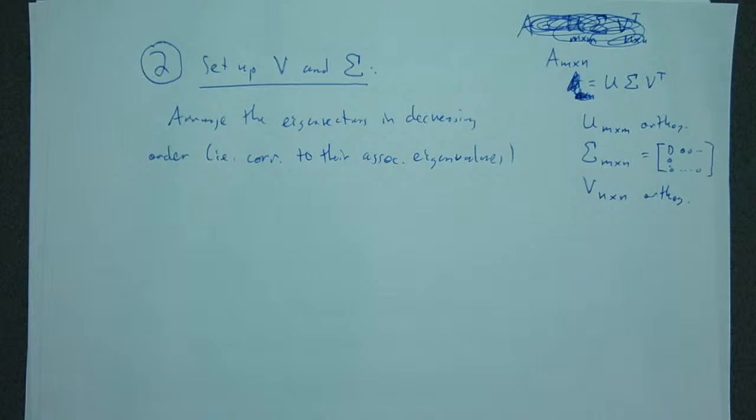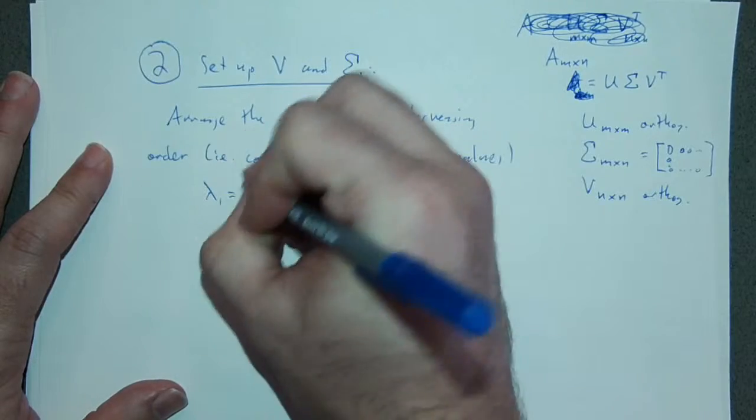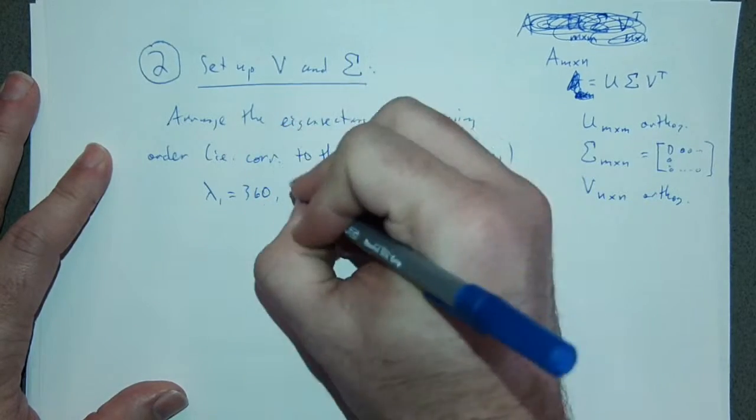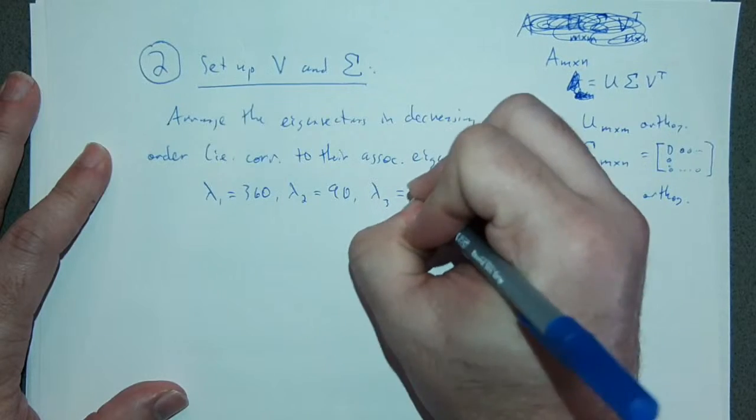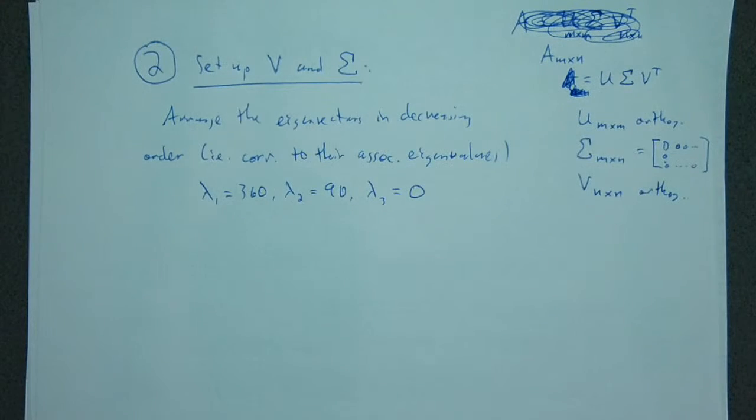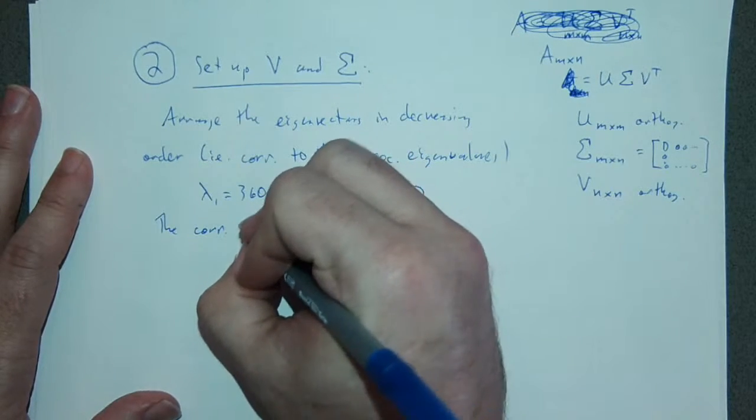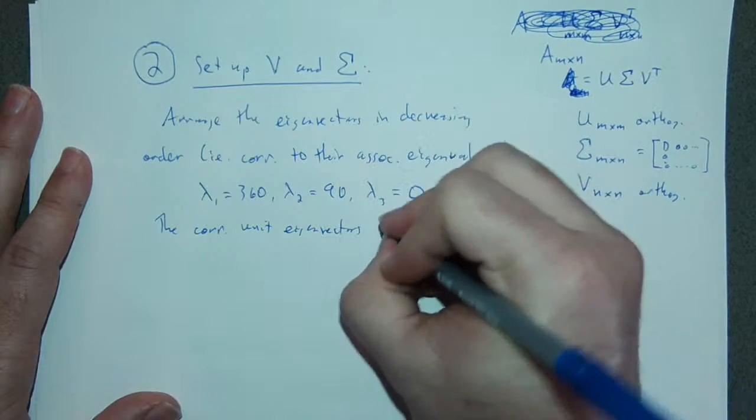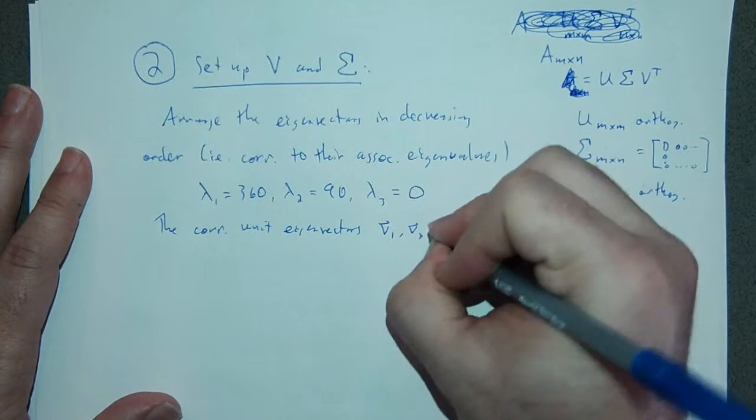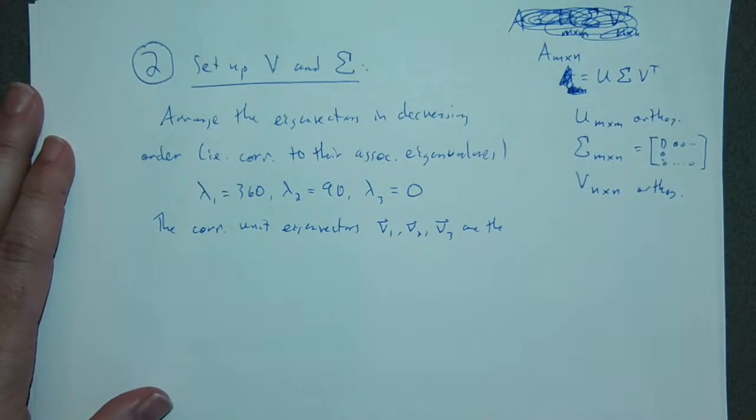The eigenvalues I've already listed: lambda 1 is 360, lambda 2 is 90, and lambda 3 is 0. So the corresponding unit eigenvectors v1, v2, and v3 are the right singular vectors of A.